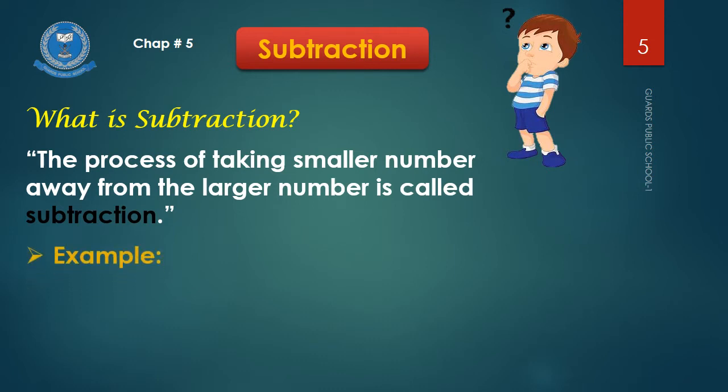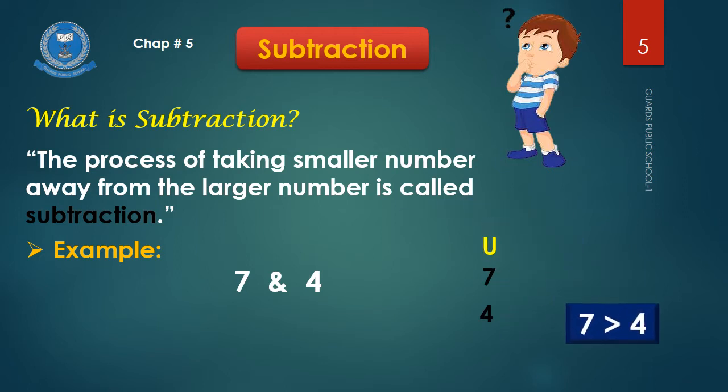For example, if we have numbers 7 and 4, from which number do we have to start subtraction, students? Students, remember, in a subtraction problem we always subtract the smaller number from the bigger number. So, in this example, we write number 7 in the first position and then write number 4 under the number 7 because 7 is greater than 4. So, if we subtract 7 minus 4, we get number 3.